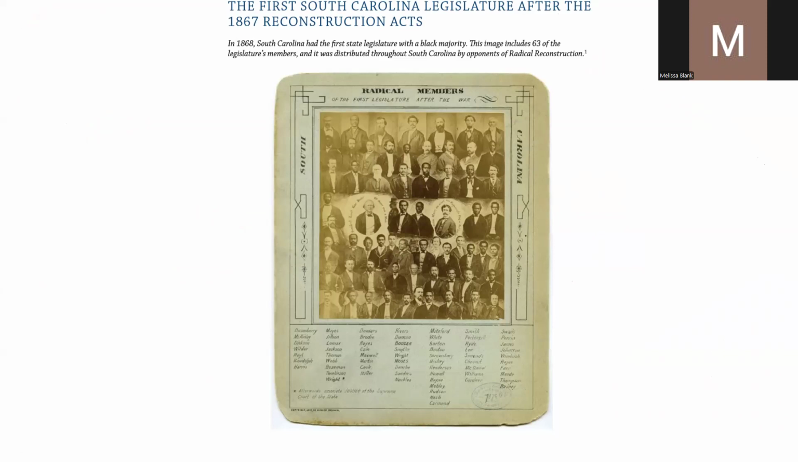Like we talked about last time, there was a Civil Rights Act created for the newly freed Black men who were wanting to enter into politics, wanting to get involved, not just voting, but being a part of their local community legislature, state level, even higher. And in 1868, South Carolina had the first legislature with a Black majority. This image includes 63 of the legislature's members, and it was distributed throughout South Carolina by opponents of the radical Reconstruction.